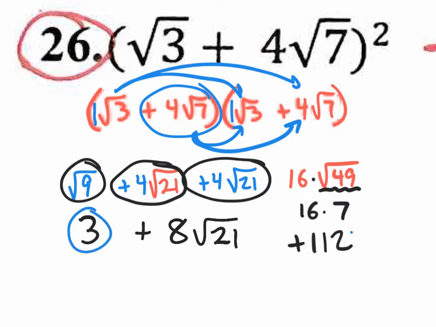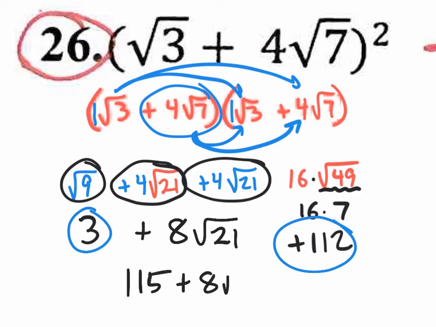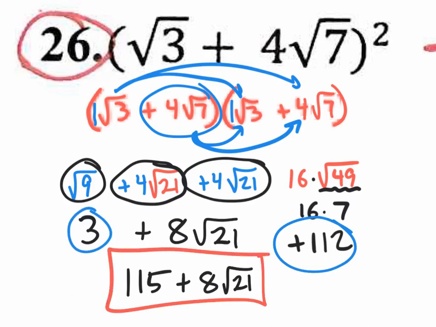The 3, combine it with the 112, and we'll get a final answer of 115 plus 8 square root of 21. Now, of course, the square root of 21, you're supposed to try and simplify it, but you can't, right? 21 is not a perfect square number. You can't rewrite it with multiplication to get a perfect square number. So this should be your answer on the back of your worksheet.